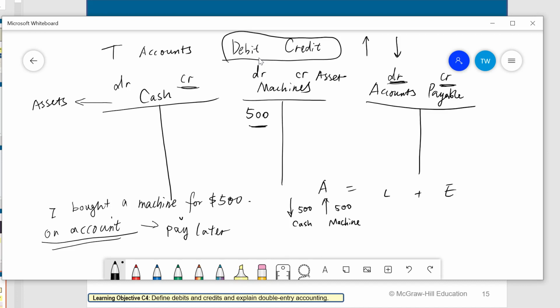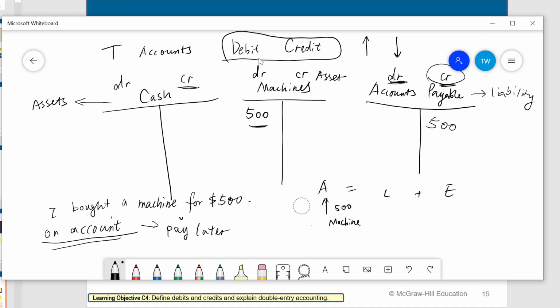Yes, you would owe more right now because you bought a machine, you didn't pay. Before you bought this machine, you didn't owe the vendor. Now you owe, so you owe more. For a liability account, increases are on the credit side. So we will put the 500 on the credit side for the accounts payable.